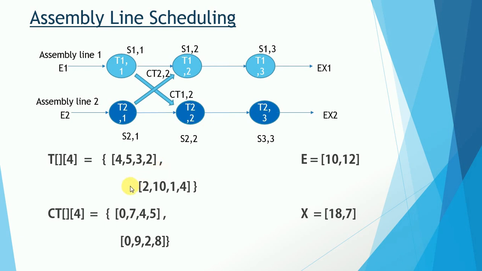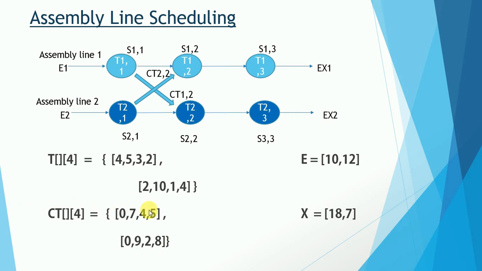The second row indicates the time taken at each of the stations in assembly line 2. Over here, this array E represents two values, 10 and 12. So 10 is E1 and 12 is E2. They represent the time taken to enter assembly line 1 and assembly line 2. Similarly, we have X, which represents the array of the exit times. 18 is EX1 and 7 is EX2.